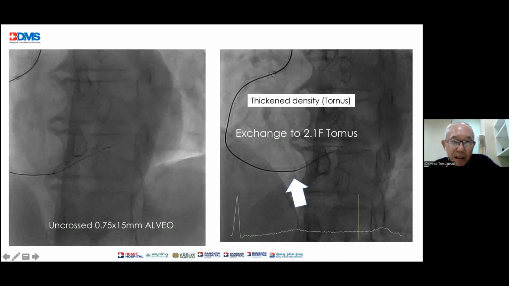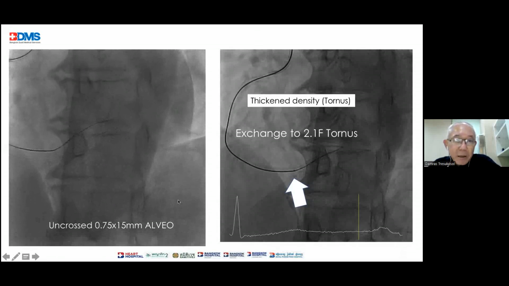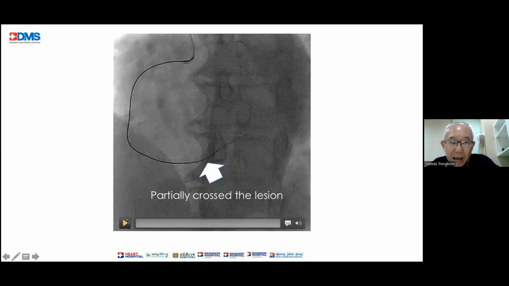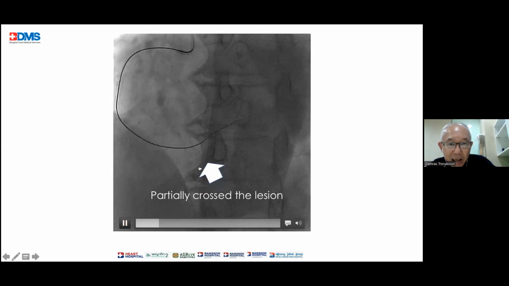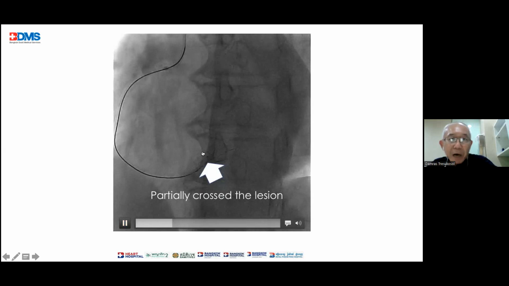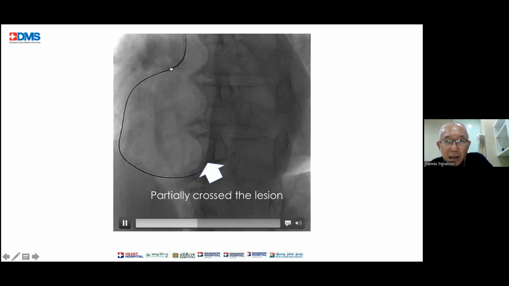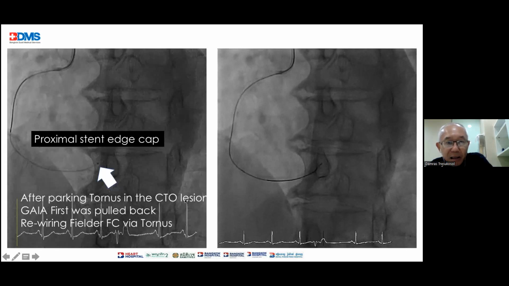And you can see from this image, there is thickened density of the Tornus compared to the balloon. So this is Tornus 2.1 French, sorry. This is the Tornus that we tried to use as a hand drill. It's similar to rotablator, but it is a poor man's hand drill. But again, we could not totally cross with the Tornus. The Tornus is sitting here, just before the RPL stent. We tried very hard. When we tried to push the Tornus, it slipped back into the guiding catheter. So we parked the Tornus in the CTO lesion.